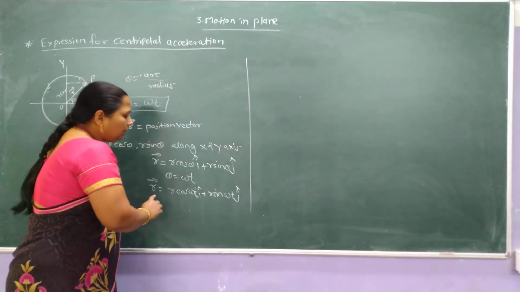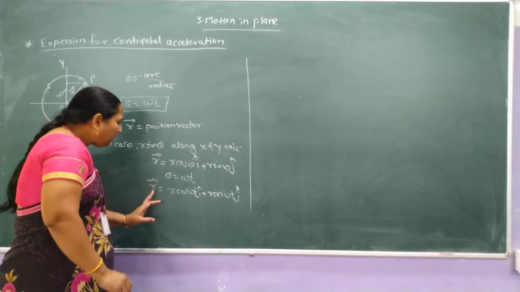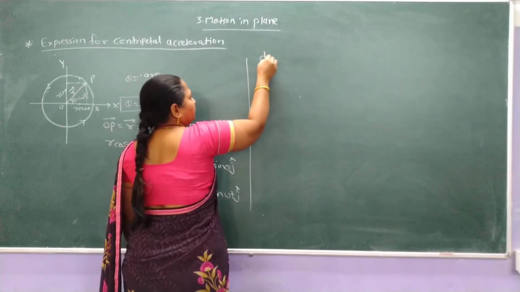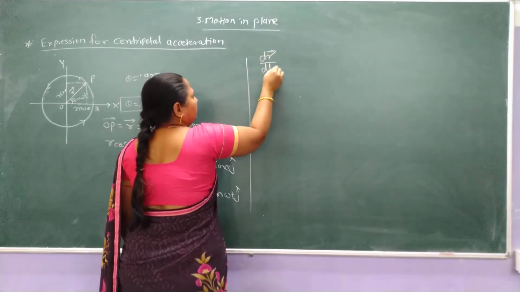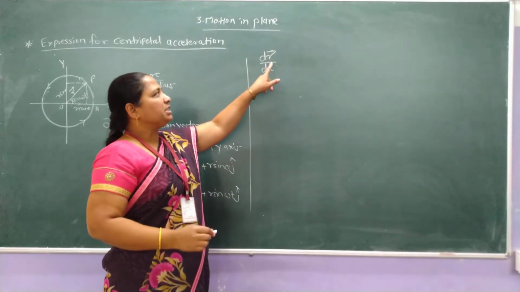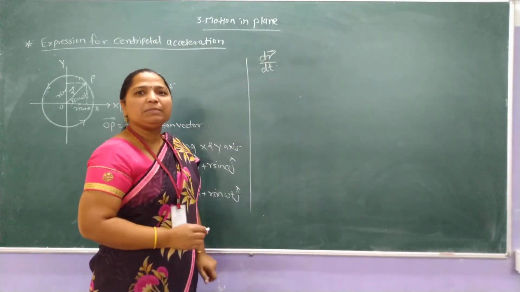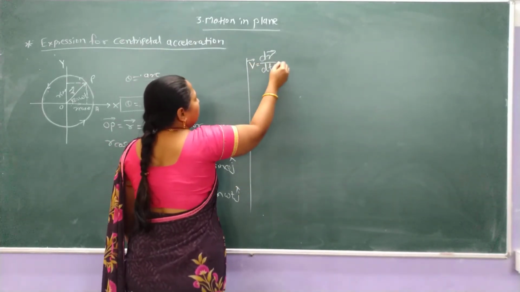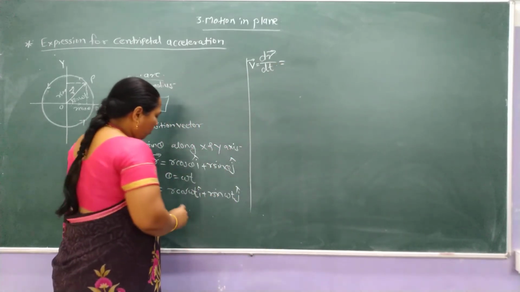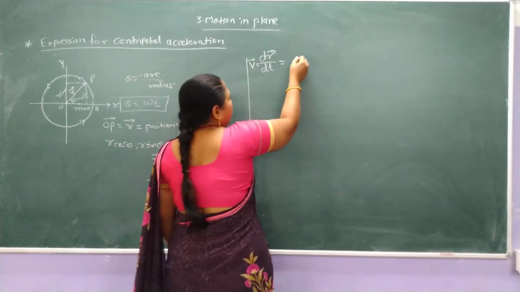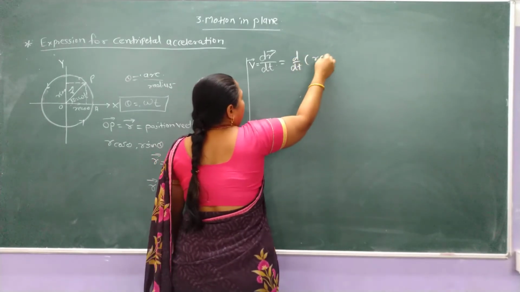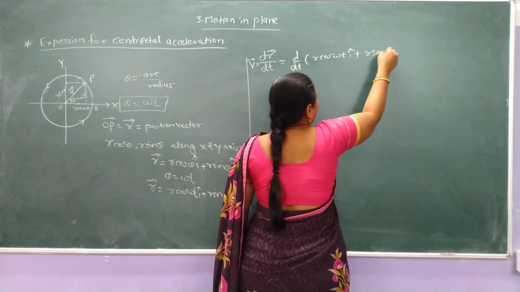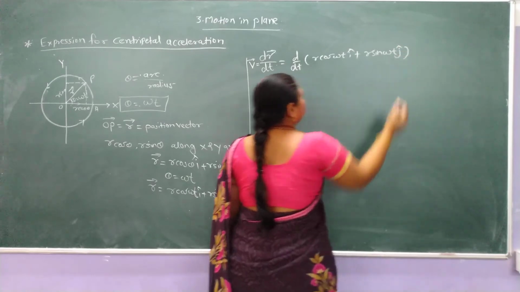Now differentiate the vector with respect to time. Therefore dr by dt means rate of change of displacement, which is known as velocity. Therefore v vector is equal to dr by dt, which is d by dt of r cos omega t i vector plus r sin omega t j vector.